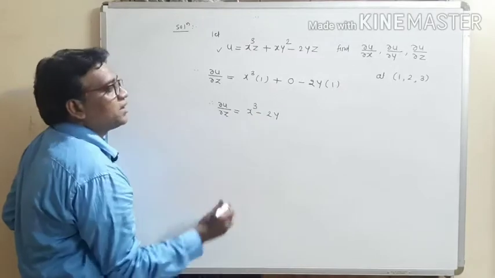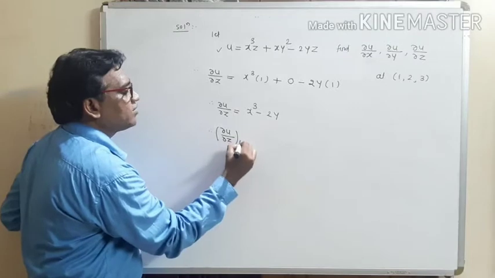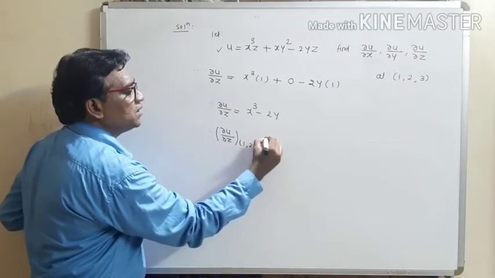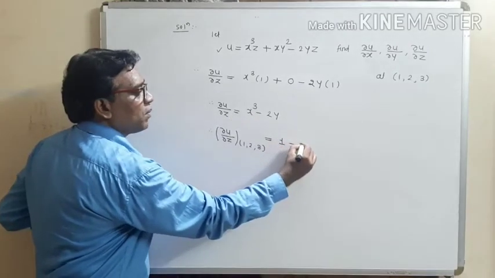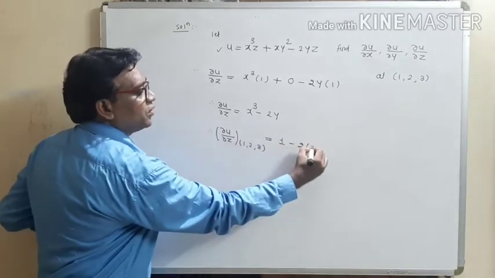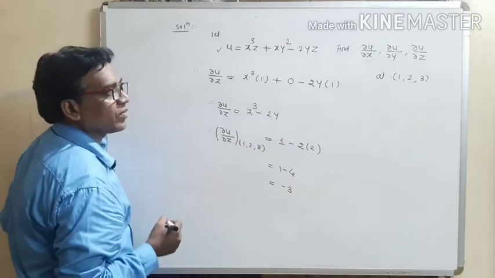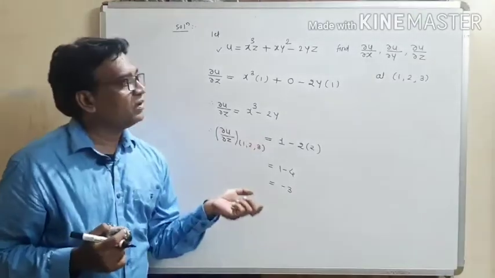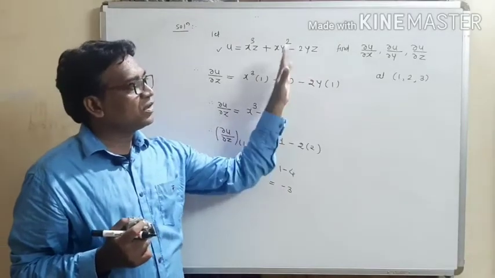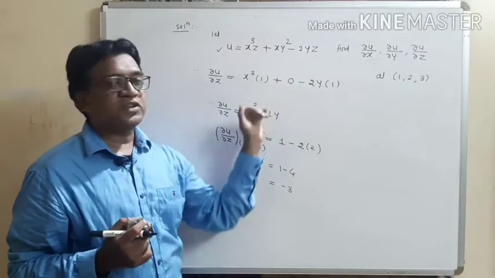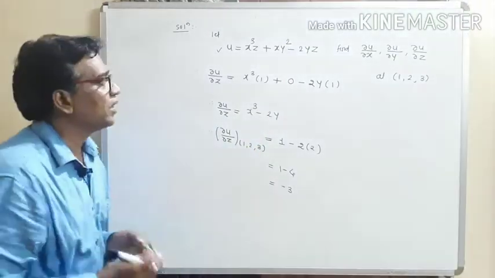So find the derivative at the given point, therefore ∂u/∂z at the point (1, 2, 3) is equal to, just put x equal to 1, this is 1, minus 2, put y equal to 2, so this is 1 minus 4, so this is equal to minus 3. So this is our first example. If u is given, then what is the question? Find the first order partial derivatives, derivative with respect to x, derivative with respect to y and derivative with respect to z.